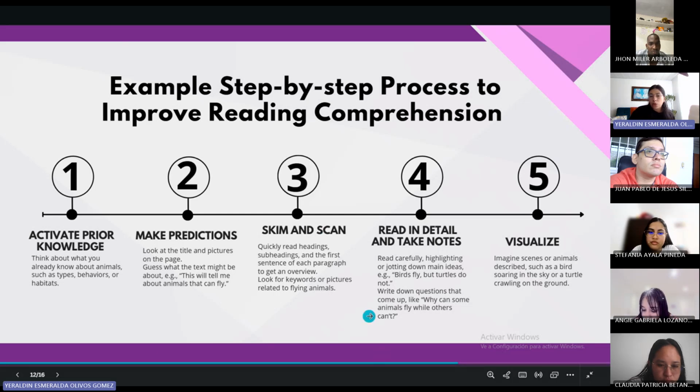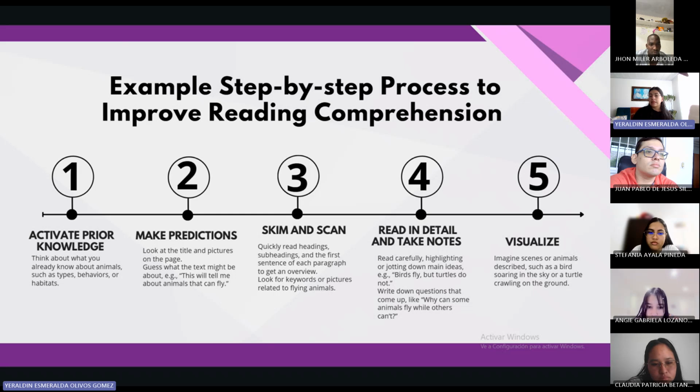Skim and scan. Quickly read headings, subheadings, and the first sentence of each paragraph to get an overview. Look for keywords or pictures related to flying animals. Read in detail and take notes. Read carefully, highlighting and jotting down main ideas. Example: birds fly, but turtles do not. Write down questions that come up, like why can some animals fly while others cannot?